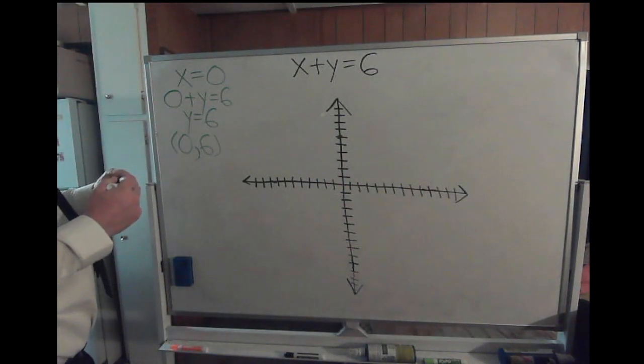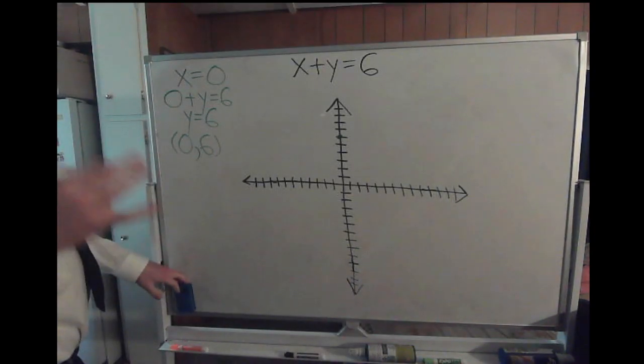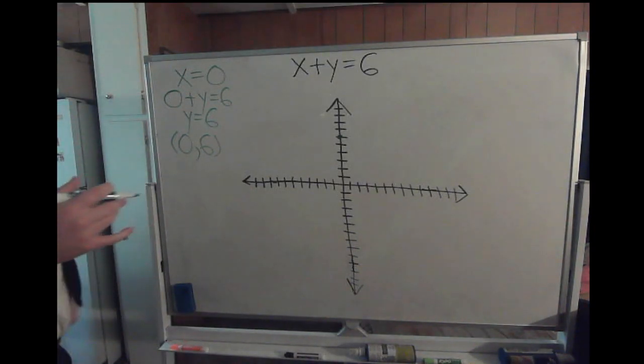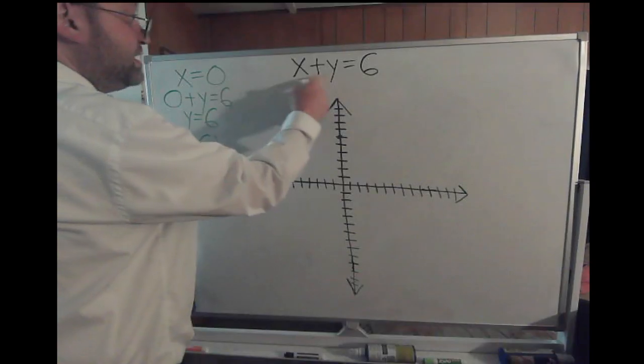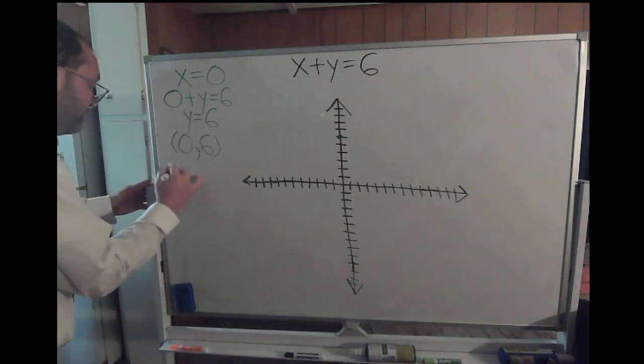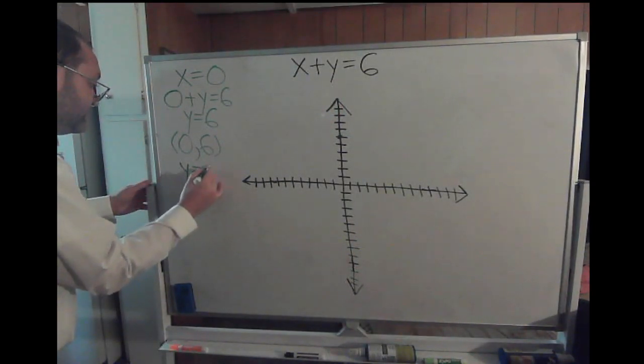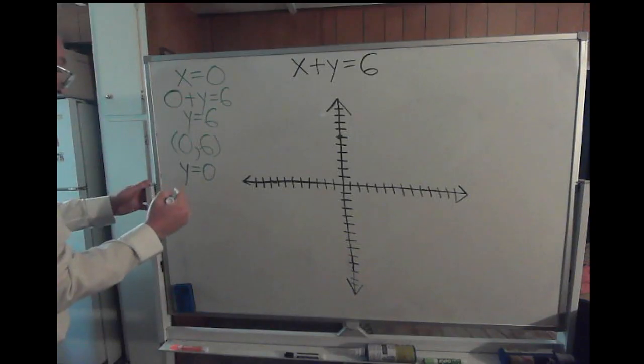So we found our y-intercept. Let's find our x-intercept. To find the x-intercept, you want to solve for x, so you're going to set y equal to 0. So let's go ahead and do just that. Set y equal to 0.